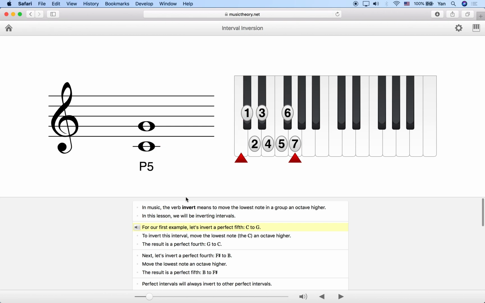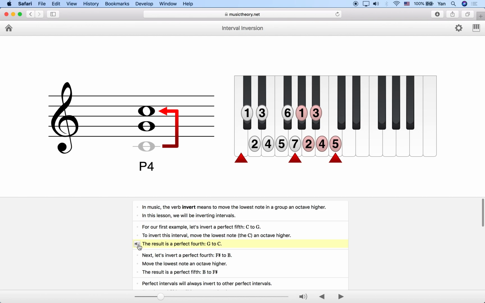Cool. So in order to invert the interval, we're going to take that lower C and move it up a whole octave above. So we end up with a C an octave higher. The result is a perfect fourth. As you can see, this is no longer a fifth because we have a generic interval of a fourth, 1, 2, 3, 4. But we also have 5 half steps, which is a perfect fourth. This is not going to be an augmented or diminished fourth. An augmented fourth would have been 6 half steps, and a diminished fourth would have been 4 half steps.